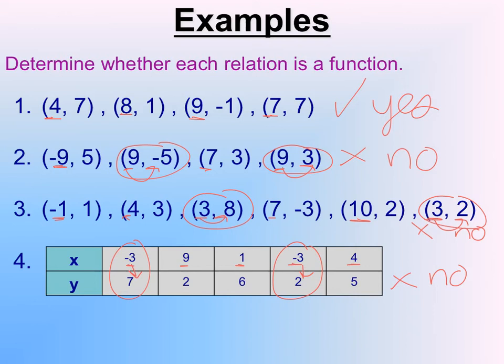So number 1 should be yes, no repeating domain automatically makes it a function. 2 was no because we had those two 9s with different y values. 3 was also no because we had two 3s with different y values. And then 4 was a table, but if you looked at the x's, you had that repeating -3 with two different y values, so that was also no.